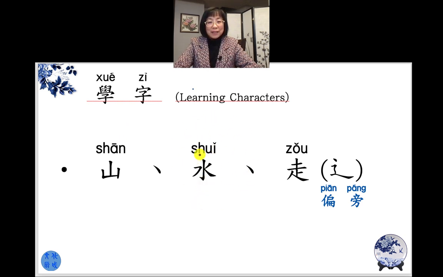Second character. Also start with SH and third tone. So it's sh, shui, shui, shui, shui.